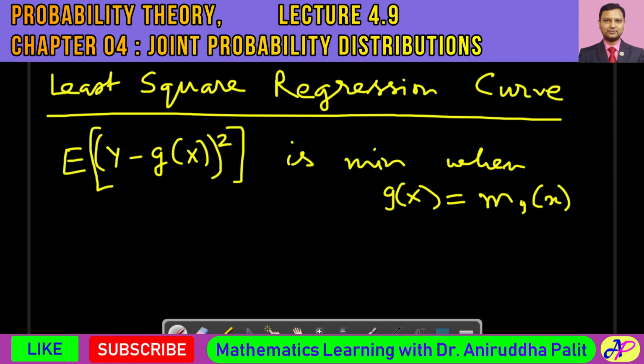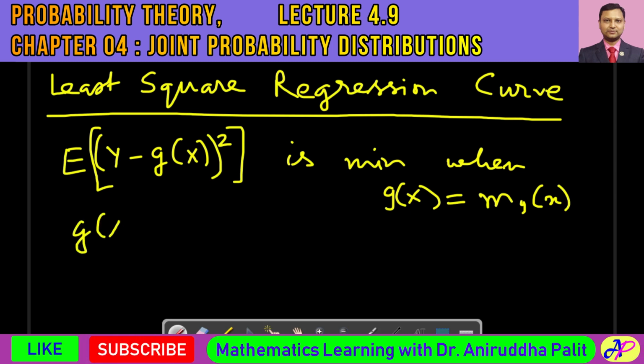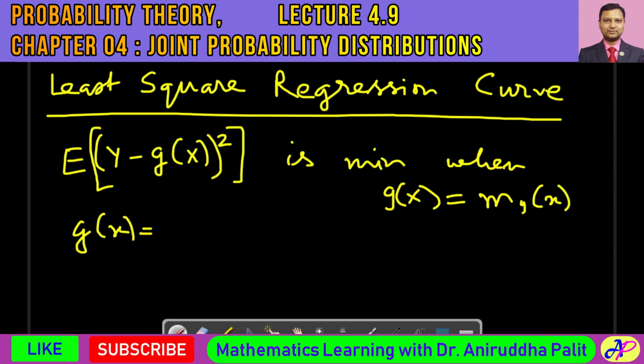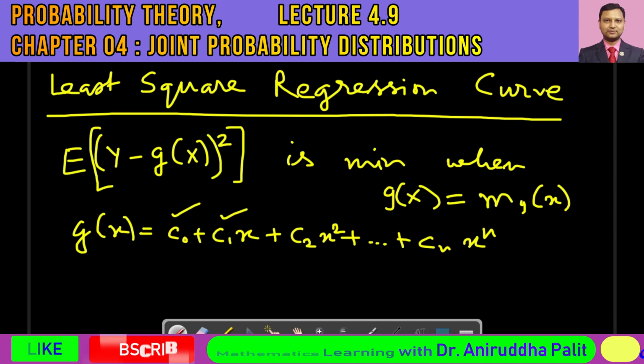But if this g of x particularly becomes a polynomial, that means suppose in terms of real variable we write g of x is equal to a polynomial, say c0 plus c1 x plus c2 x square, dot dot dot, plus cn x to the power of n. In that case, we can consider this c0, c1, c2, etc. as the parameters of this function g.